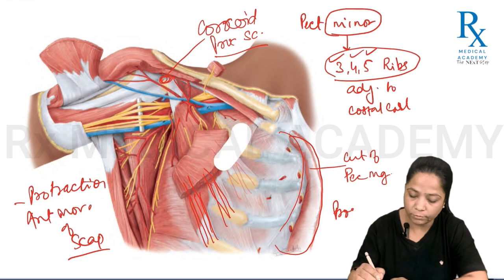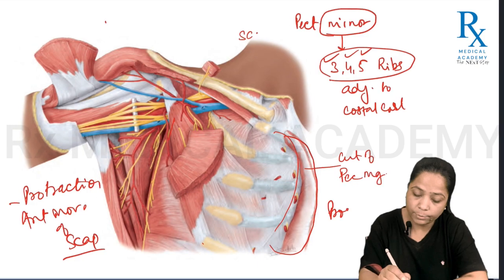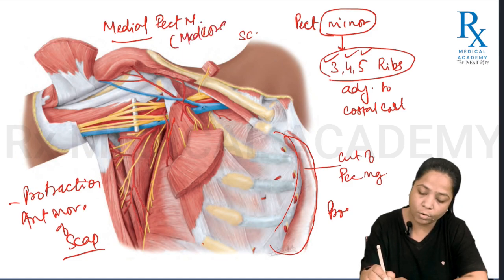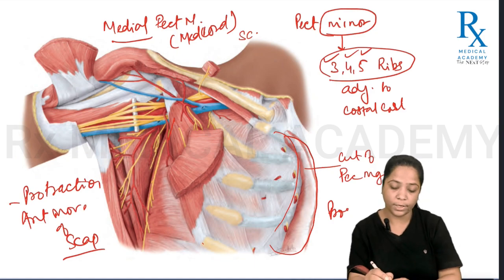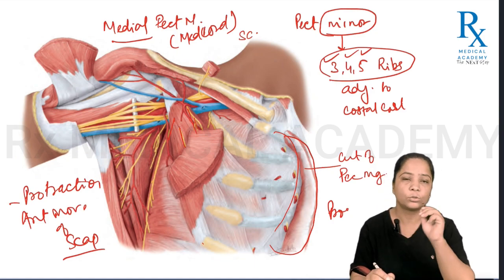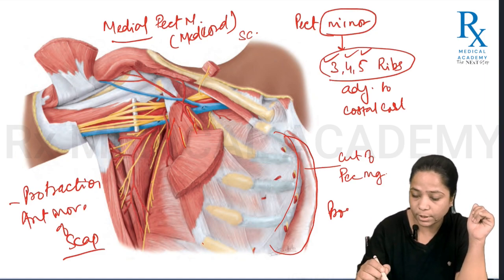The nerve supply of this muscle is by the medial pectoral nerve. So the medial pectoral nerve, that is a branch of the medial cord of the brachial plexus, supplies this muscle, that is your pectoralis minor muscle. So two MCQs in case of your entrance exams have been asked.